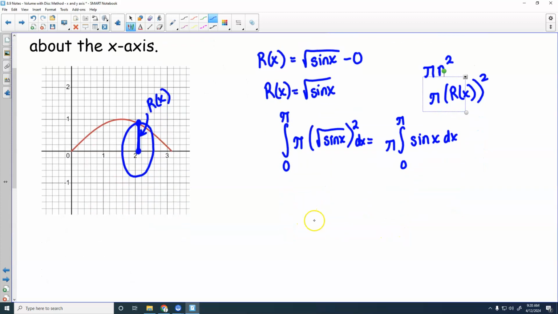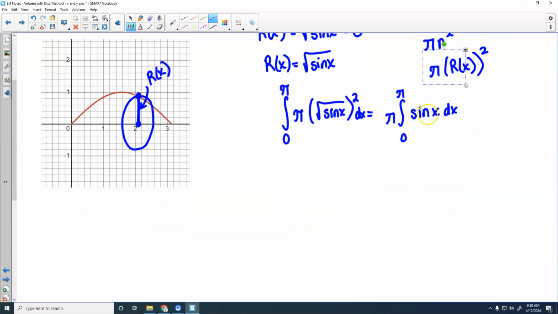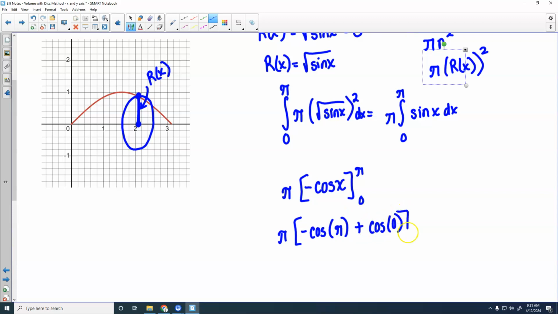So this one's a pretty easy one to do by hand. We're going to do this one by hand. What do we get when we integrate sine? Negative cosine. So we'll have negative cosine of x. We will evaluate that from 0 to pi. We will have a pi out front, and so let's just keep the pi out front. We got negative cosine of pi minus negative cosine, so that's going to be plus cosine of 0.